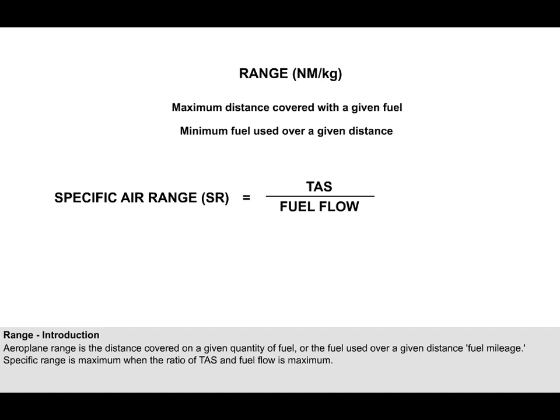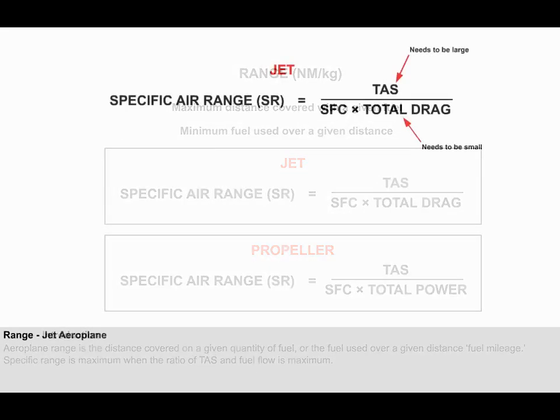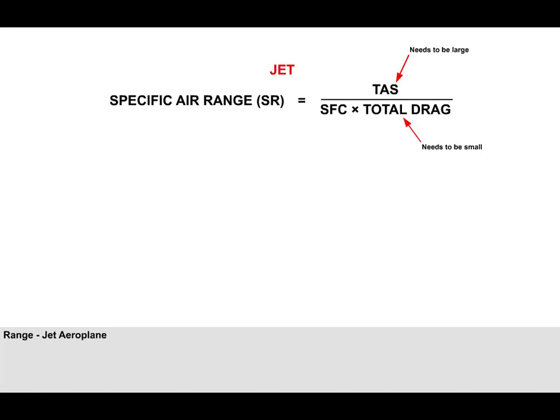You may recall from the endurance lesson that fuel flow is specific fuel consumption multiplied by drag for a jet and specific fuel consumption multiplied by power required for a propeller-driven aeroplane. Looking at the formulae, it is now obvious that in order to maximize the specific range of the aeroplane, true airspeed must be high and the fuel flow must be low. Let us now focus on the specific air range of the jet aeroplane.